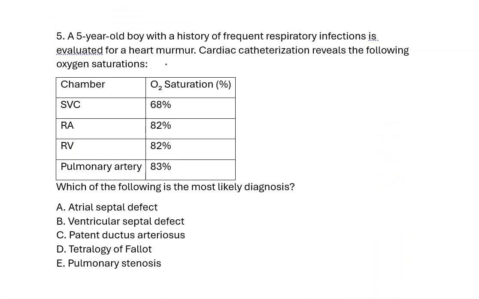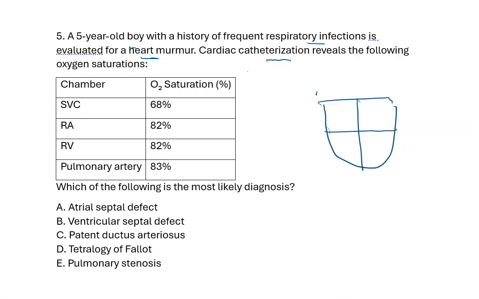So last question, guys. A 5-year-old boy with a history of frequent respiratory infections is evaluated for a heart murmur. So they didn't tell us even the location, but they gave us the cardiac catheterization, which reveals the following oxygen saturations. So let's draw our diagram.